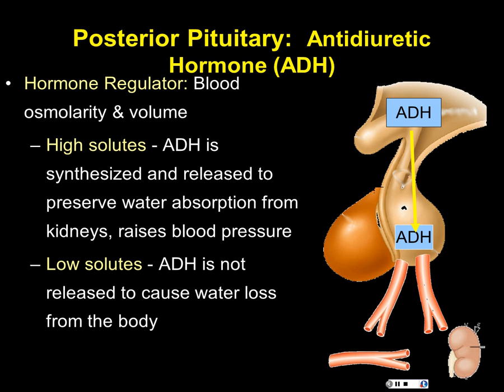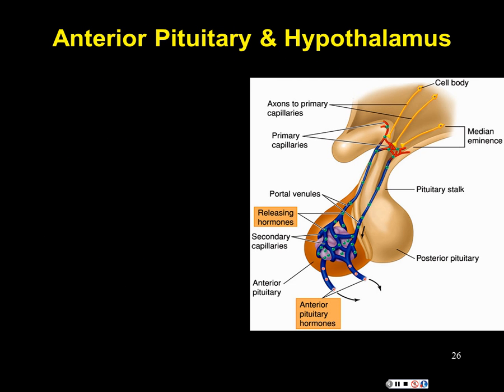What questions at this point do you have about antidiuretic hormone? Those are the two neurohormones from the posterior pituitary. I'll introduce the anterior pituitary, and then we'll get into the hormonal pathways tomorrow.